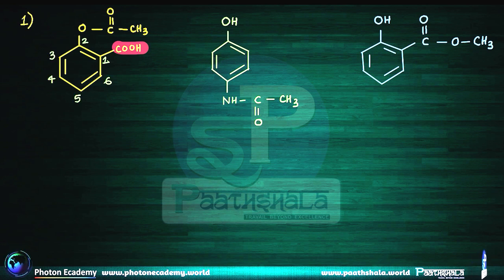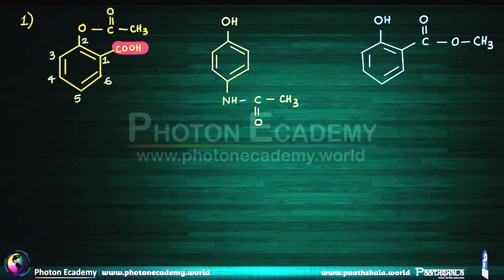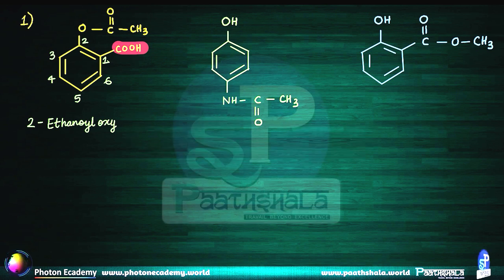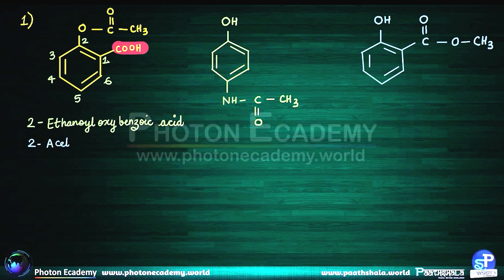And now if we see at 2, we have the presence of this particular group, and we know this group is called ethanoyloxy. So 2-ethanoyloxy, and then we have benzoic acid. All right. So this is the name of the compound. Now we can also call this 2-acetoxy. This group is also known as acetoxy, and we keep the benzoic acid attached.